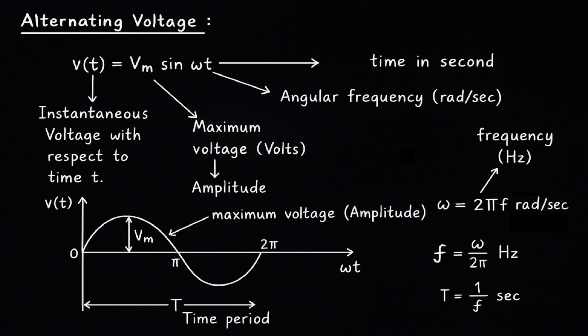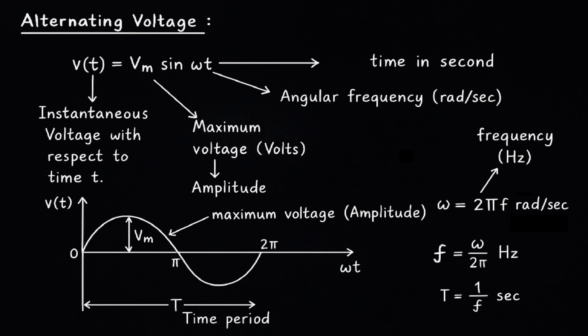This is the variable that keeps everything moving. As time, t, ticks forward, the value of omega t increases, and the sine function maps this progress into the beautiful wave you see on the graph. So, the whole equation, V of t equals Vm sine of omega t, reads like this: the voltage at any instant t is equal to the maximum possible voltage Vm, multiplied by the value of the sine wave at that point in its cycle.